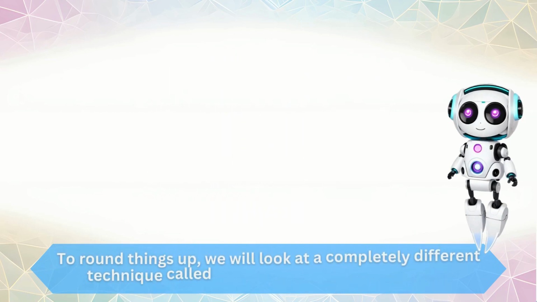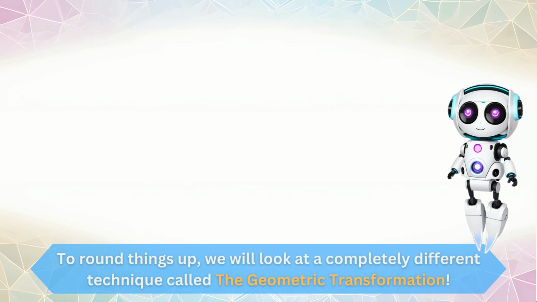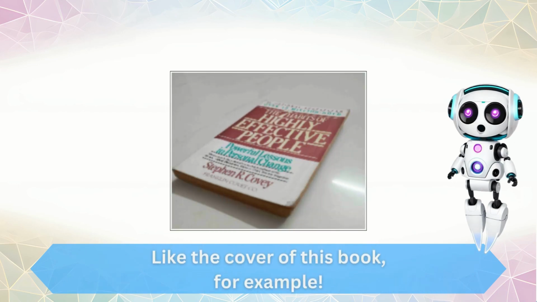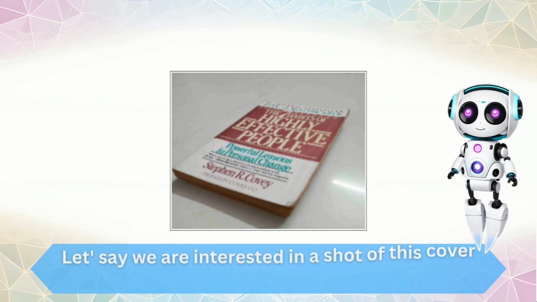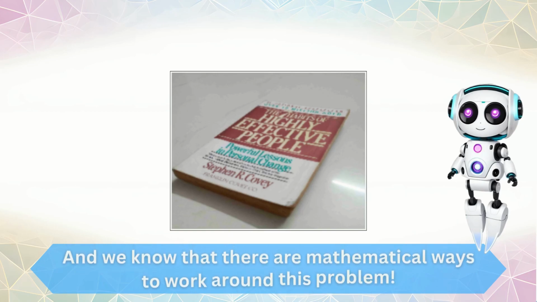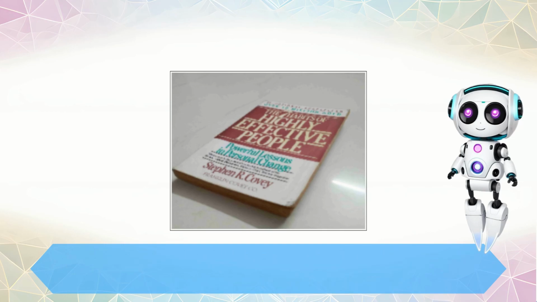To round things up, we will look at a completely different technique called the geometric transformation. This one is especially useful if our desired element is not centered ideally or aligned well in the image. Like the cover of this book, for example. Let's say we are interested in a shot of this cover, but only get this image. And we know that there are mathematical ways to work around this problem.